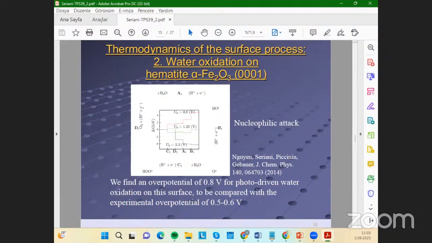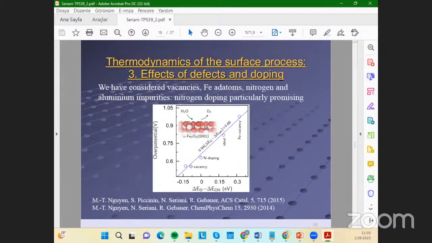And of course, with this knowledge, we can then move on. What is the effect of defects, of doping, on this overpotential? We can observe, for example, the effect of N-doping and of the presence of oxygen vacancy on this overpotential. In fact, it turns out that oxygen vacancies, which are usually present even in any oxide, naturally lower the overpotential, making it even more similar to the measured one, even though we have to be very careful, because our system, even though we make a lot of effort to include elements of reality, is still a very simplified system with respect to the experimental setup.